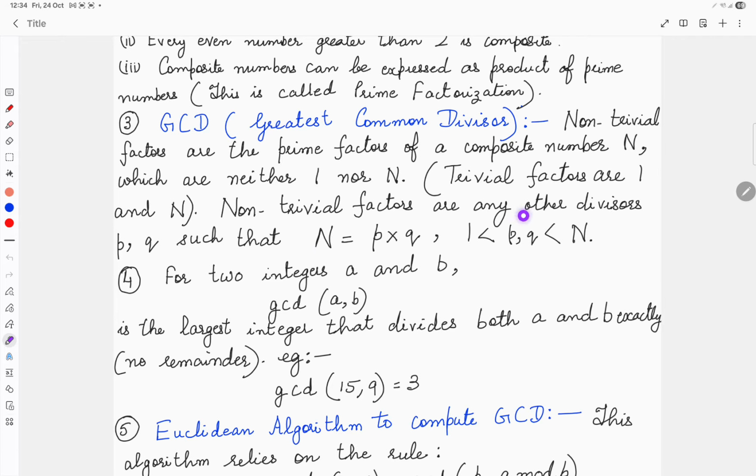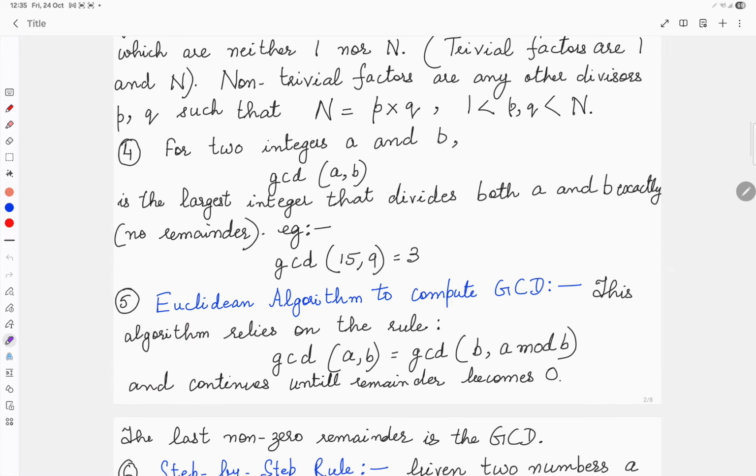So non-trivial factors are any other divisors p comma q such that n is equal to p into q. But the value of p and q will be between 1 and capital N. Now for two integers a and b, GCD of a comma b is the largest integer that divides both a and b exactly, that means with no remainder. So GCD of 15 comma 9 is 3.